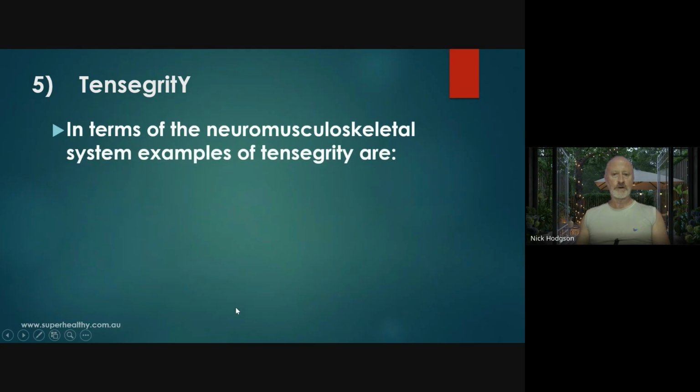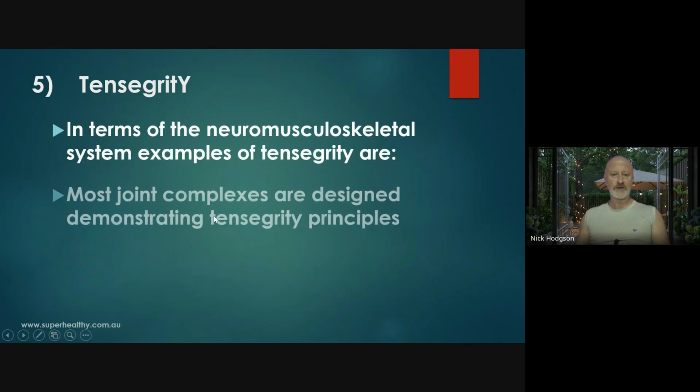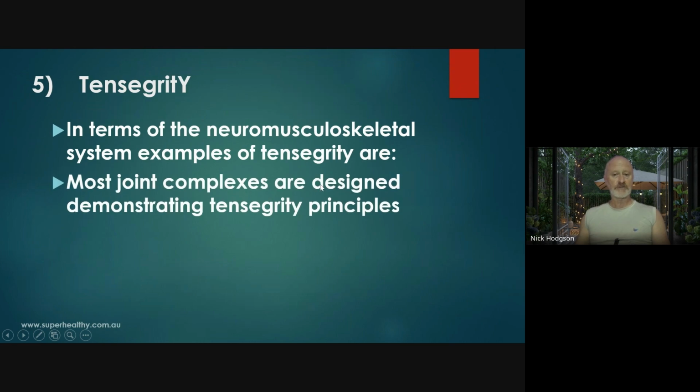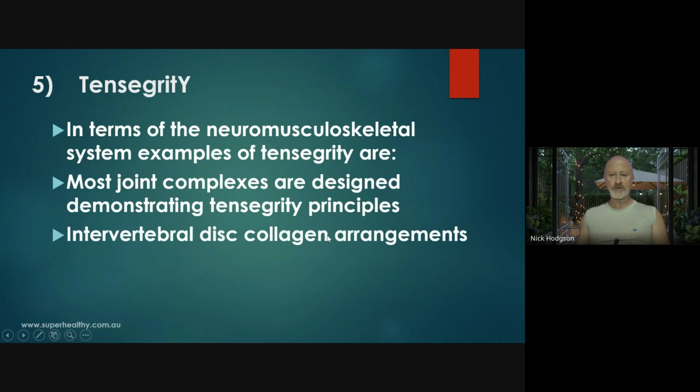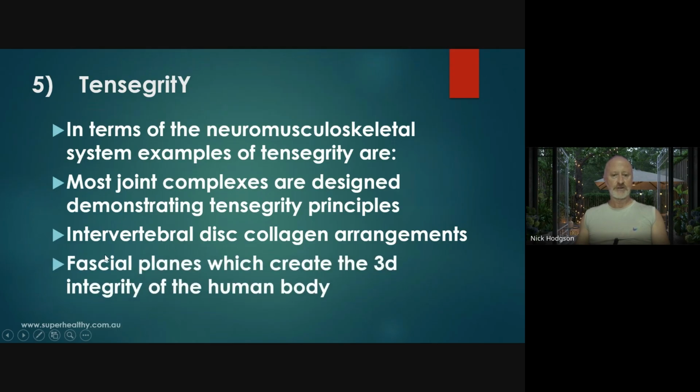So in terms of the neuromusculoskeletal system, examples of tensegrity, most joint complexes are actually designed demonstrating tensegrity principles. Intervertebral disc collagen, for example, arrangements following a tensegrity design. Fascial planes, which surround the body and create the 3D integrity of the human body, often follow tensegrity design principles.